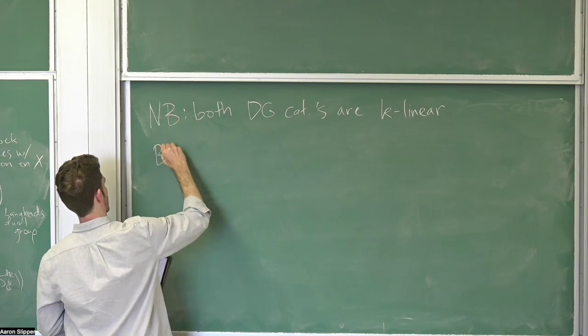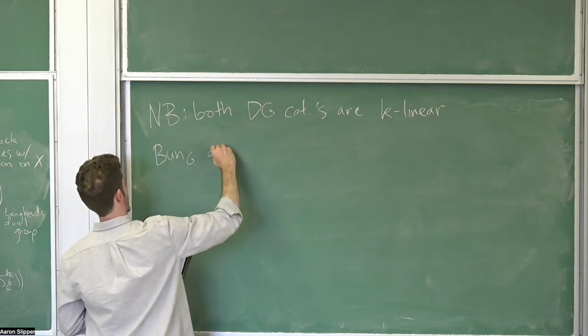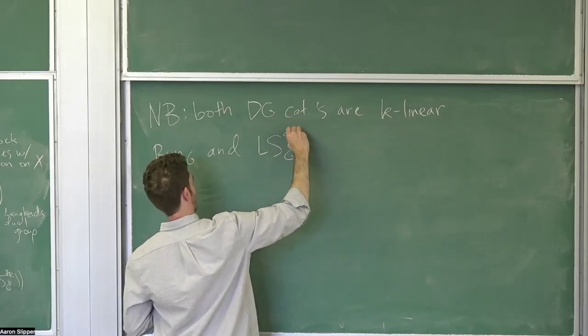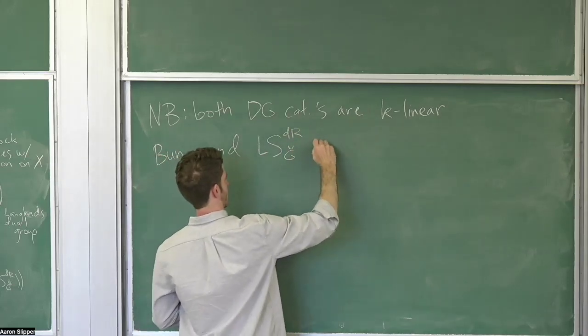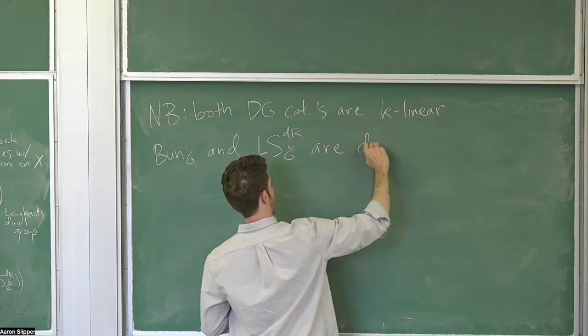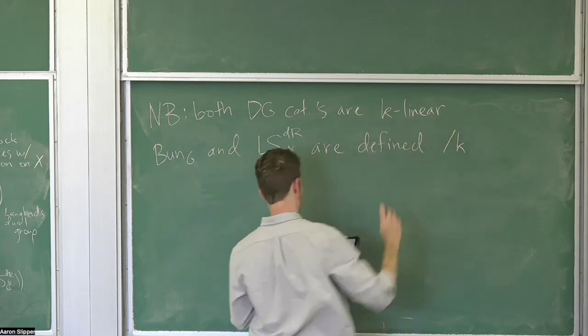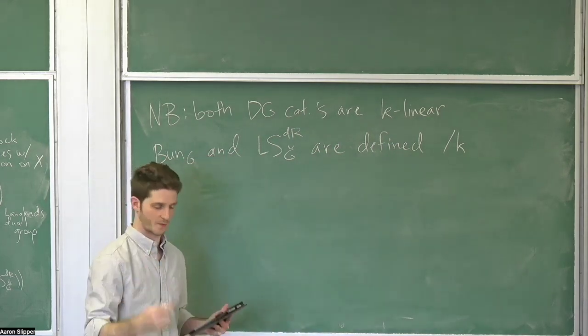Bun_G and Loc, this de Rham version of Loc, are also defined over k. Okay, again, I'm drawing attention to the seemingly very obvious fact because this will be different in subsequent versions.